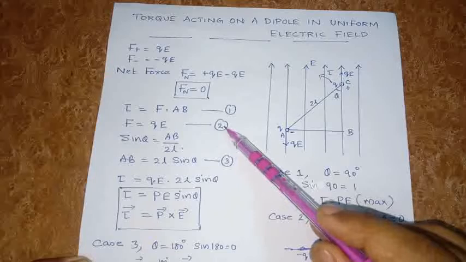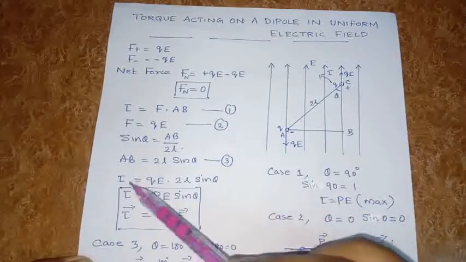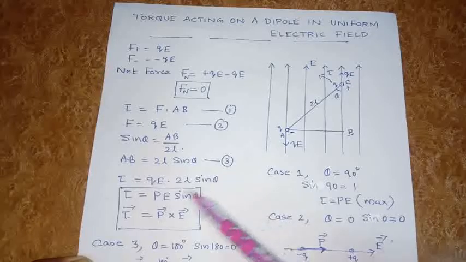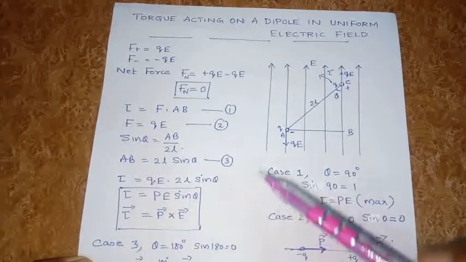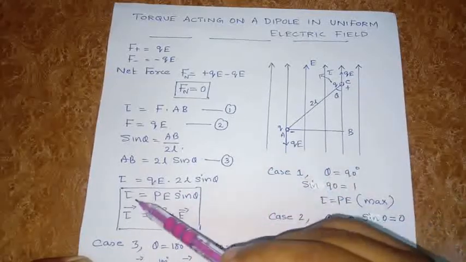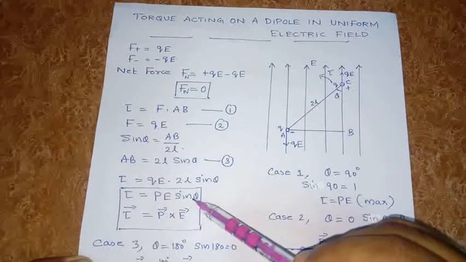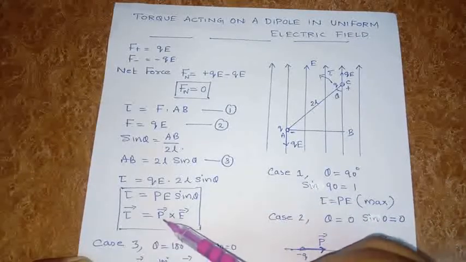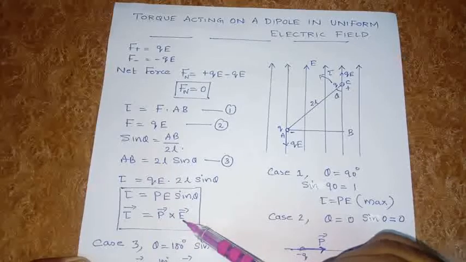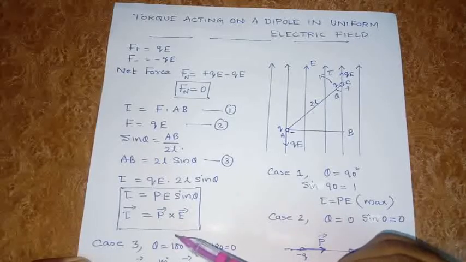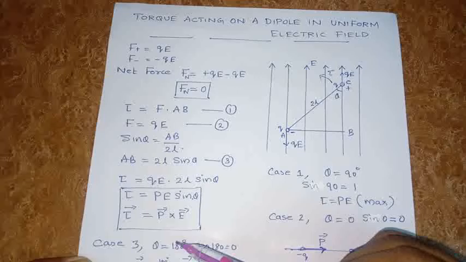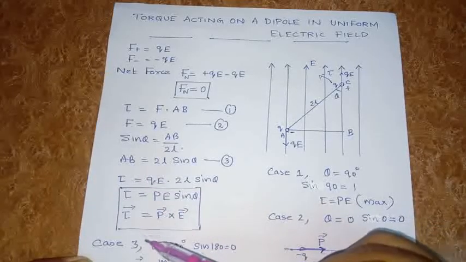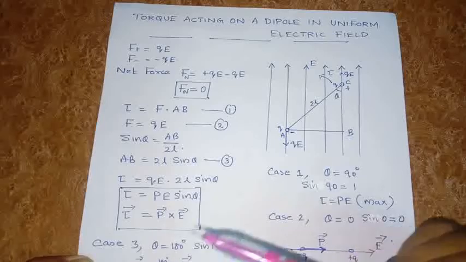Substituting equations 2 and 3 in 1, I will be getting tau is equal to QE into 2L sin theta. Q into 2L can be written as P. We already studied the dipole moment vector. Therefore, tau is equal to PE sin theta. In terms of vector notation, we can represent vector tau is equal to P cross E. Last year we studied the cross product or vector product of two vectors. So this is the torque acting on an electric dipole when placed in an electric field.